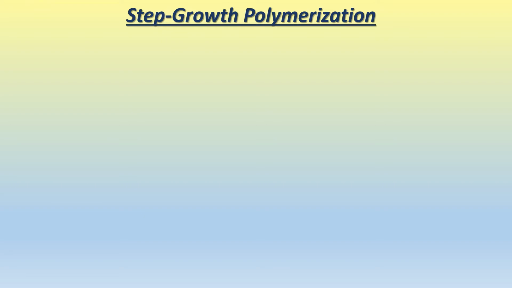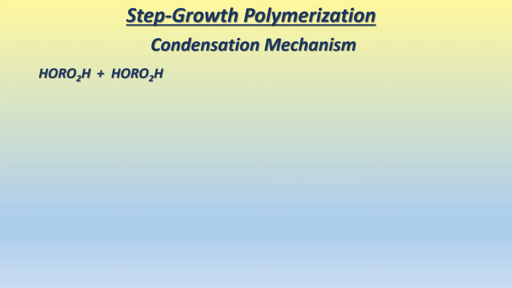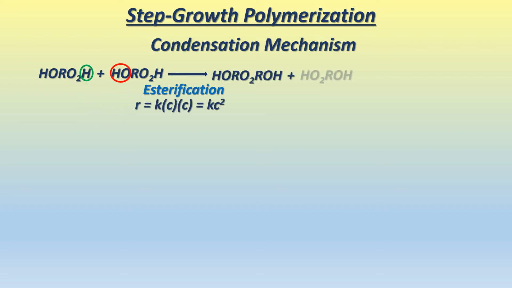The second method of polymerization is called step growth polymerization. This uses a condensation mechanism that should be familiar from organic chemistry. If I have two hydroxycarboxylic acids reacting, the carboxylic acid, by definition, donates an H+, stripping the hydroxide group, the OH-, forming water. This is an esterification reaction where the rate is first order in both reactants, assuming I have a single monomer that gives a rate equal to k times the concentration squared.